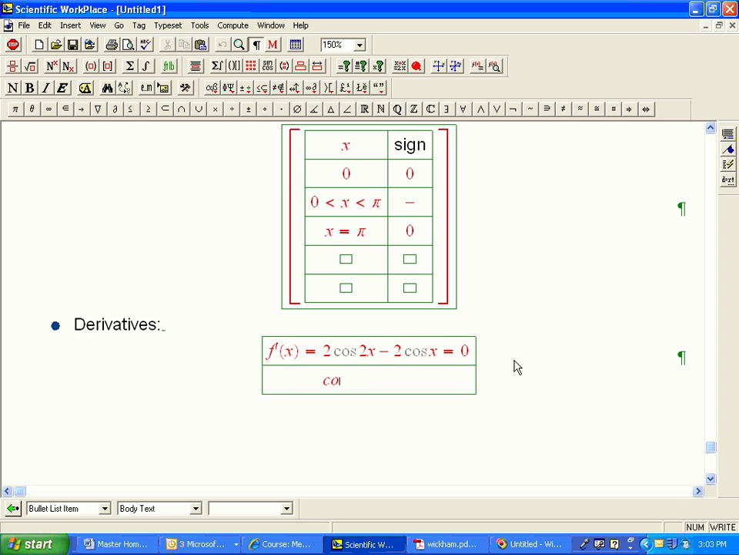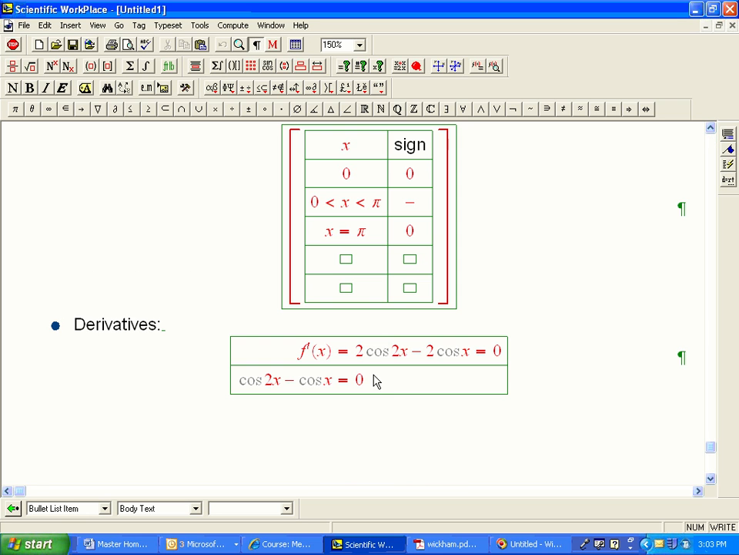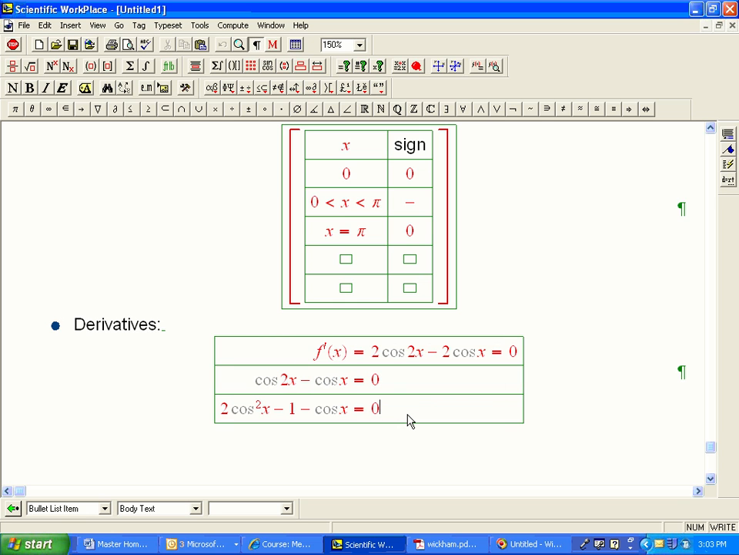So first of all, we can just go ahead and cross off that 2 there. Alrighty, so how do we solve that? Again, trig identities. I want to express cosine 2x entirely in terms of cosine, and that's one of the 3 forms of the double angle formula for cosine. That's 2 cosine squared x minus 1 minus cosine x equals 0.